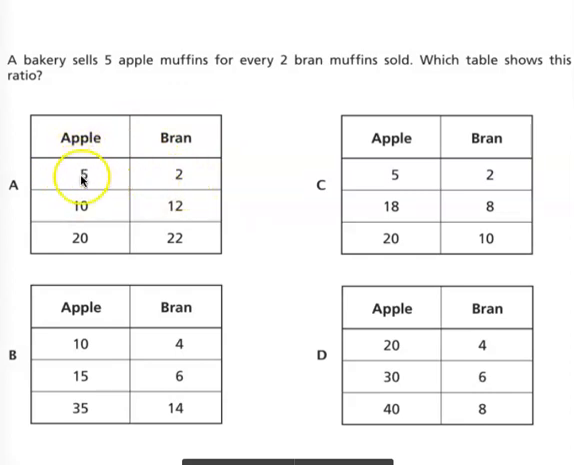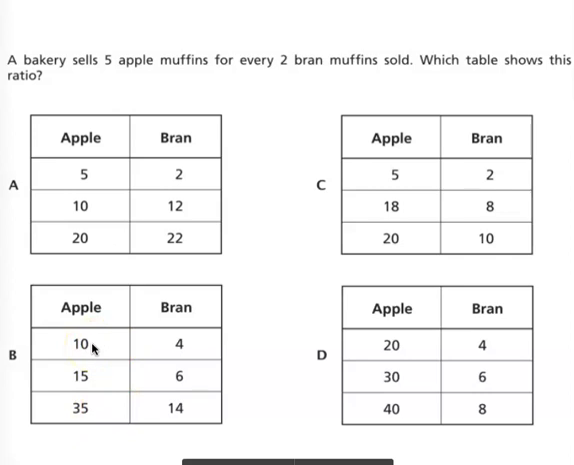So what do you do with 5 to get 10? You multiply it by 2, right? So do you multiply by 2 to get the same answer? 2 times 2, no. So A will not be a good ratio. If you look at C, 5 becomes 18. What happened to that? 2 times 4 is 8, but 5 times 4 is not 18. If you also want to check here, B has 10, then it becomes 15, and then it becomes 35. It jumps by how much?